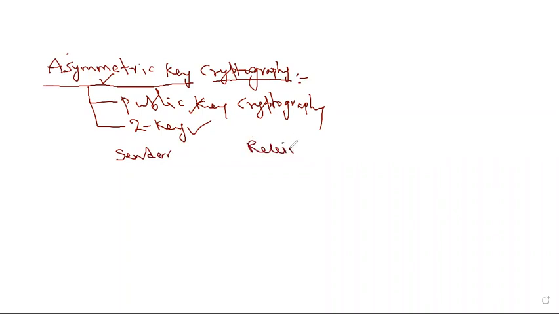If the sender uses one key, the receiver must use another key, right? But these two keys must be related to each other. If the sender uses one particular key, the receiver must use another key, but these two keys must be mathematically related to each other. Like that, the keys are used under public key cryptography.